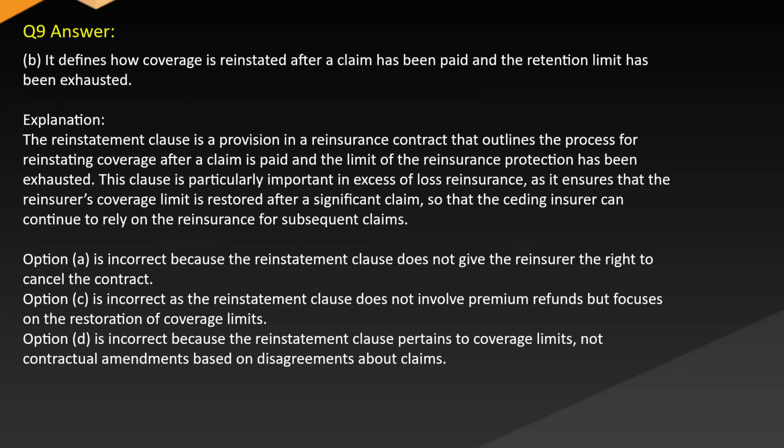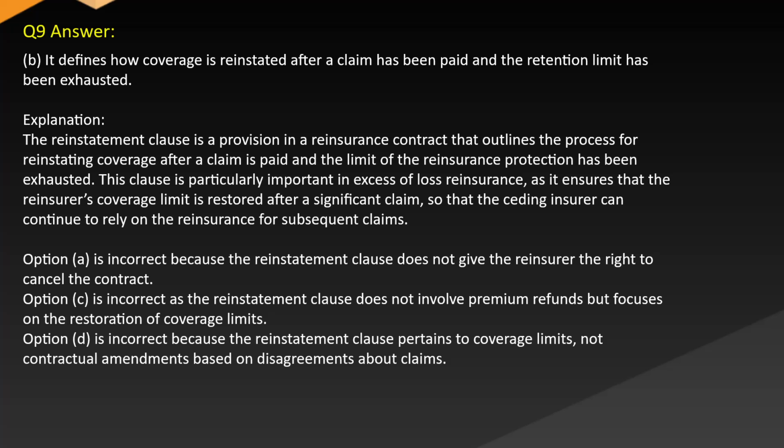Answer: B. It defines how coverage is reinstated after a claim has been paid and the retention limit has been exhausted. Explanation: the reinstatement clause is a provision in a reinsurance contract that outlines the process for reinstating coverage after a claim is paid and the limit of the reinsurance protection has been exhausted. This clause is particularly important in excess of loss reinsurance as it ensures that the reinsurer's coverage limit is restored after a significant claim so that the ceding insurer can continue to rely on the reinsurance for subsequent claims.